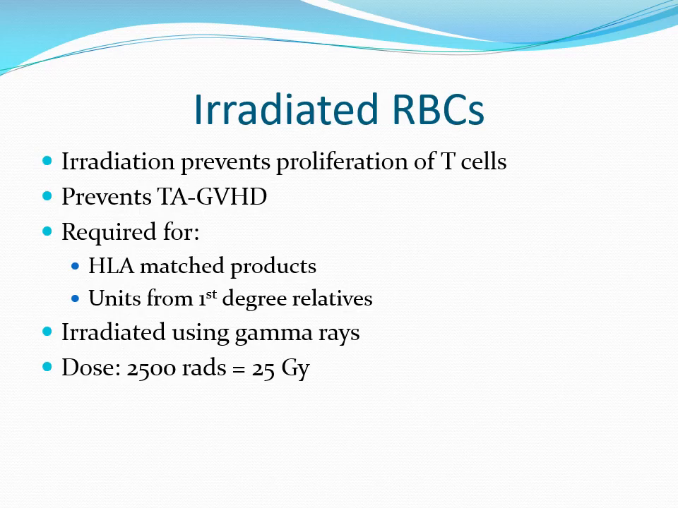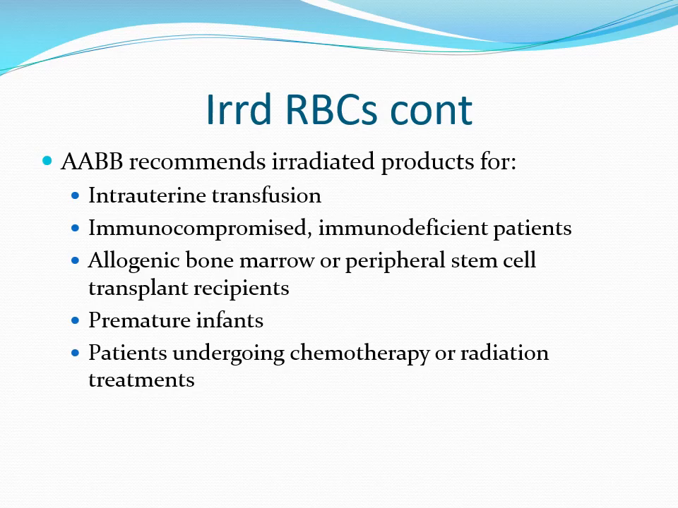So the room was monitored. You had to get retinal scans and fingerprints, and it was something serious. But now, since it's just a plain old X-ray, we don't have to do any of that, which is awesome. It actually also cut the processing time down significantly between using the gamma irradiator and the X-ray. So the AABB recommends irradiated products for intrauterine transfusion, again, immunocompromised or immunodeficient patients, allogeneic bone marrow or peripheral stem cell transplant recipients, premature infants, and patients undergoing chemotherapy or radiation treatments.